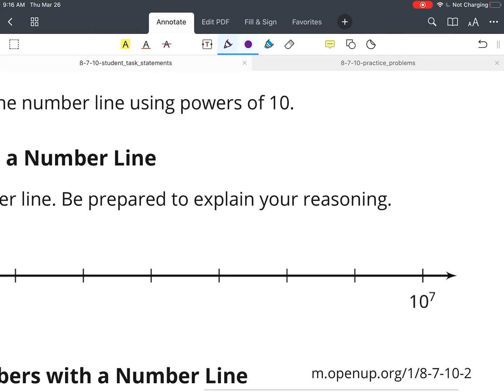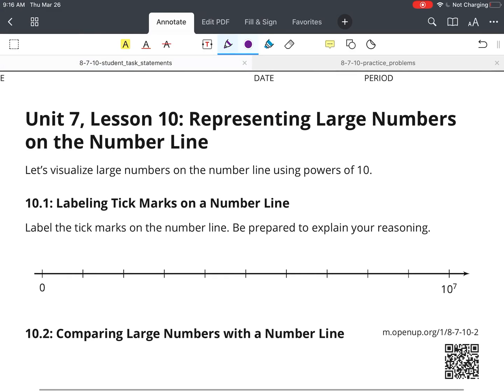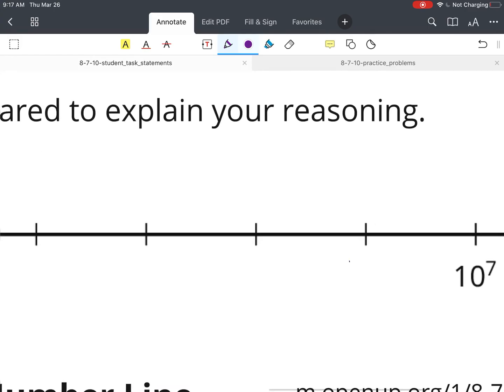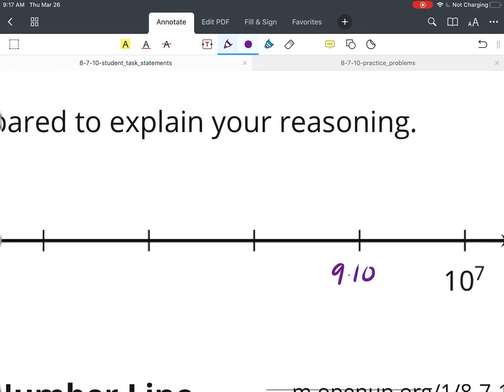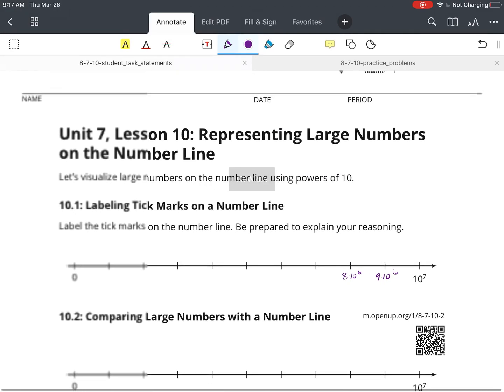Anywho, so this is 10 to the 7th. This is the same thing as 10 times 10 times 10. Well, you get the idea, right? So, just to give you a heads up, this number on the number line is 9 times 10 to the what power, though? Is it going to be 7 or 6? Remember, the number's to the left of it. So, should it be bigger or smaller? It has to be smaller, so it's going to be 8 times 10 to the 6th. Go ahead and work on the other ones.